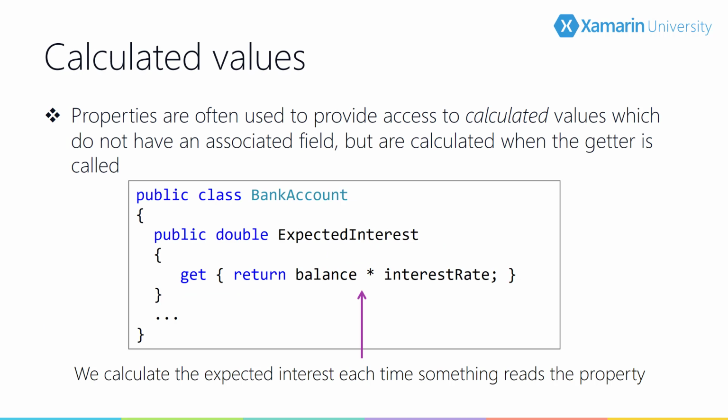We can also make calculated value properties. So this property, notice how it has no backing field. This property is really just a mathematical formula. Anytime you try to pull the value of expected interest, it will, on the fly, say balance times interest rate. It will perform that calculation and then return the value.